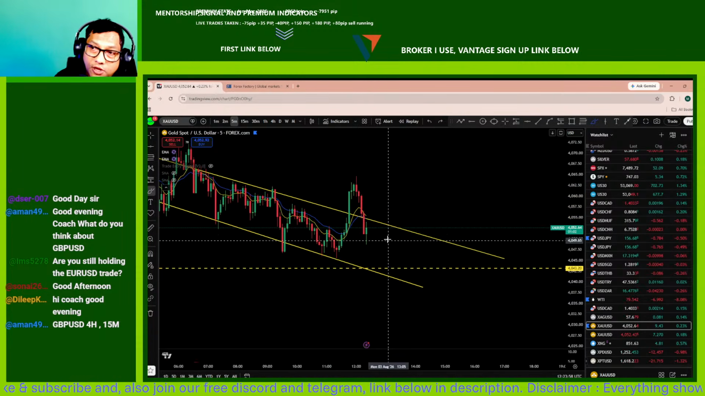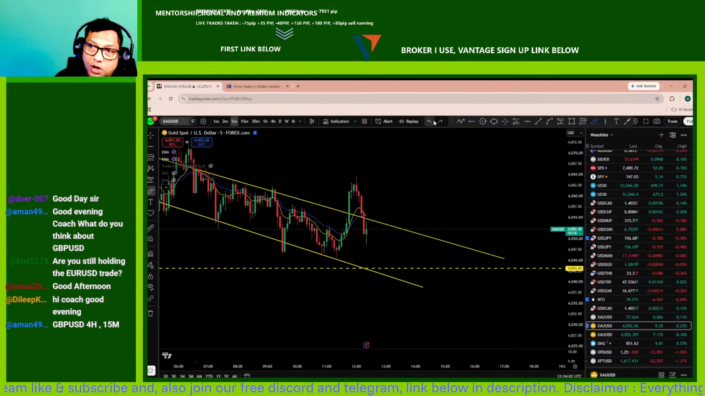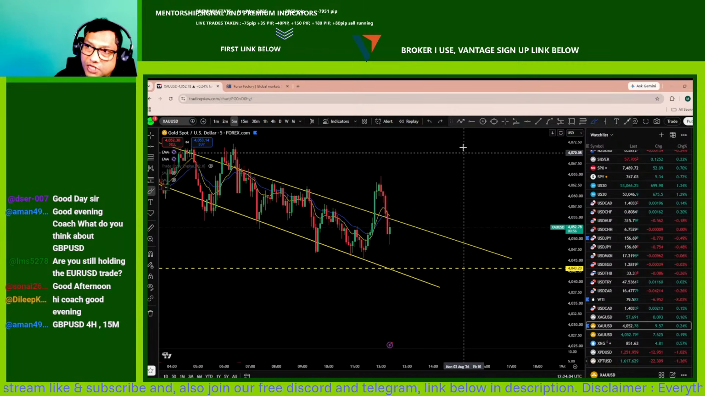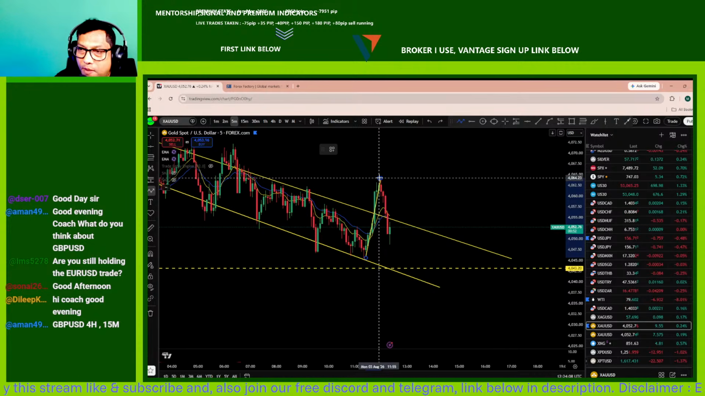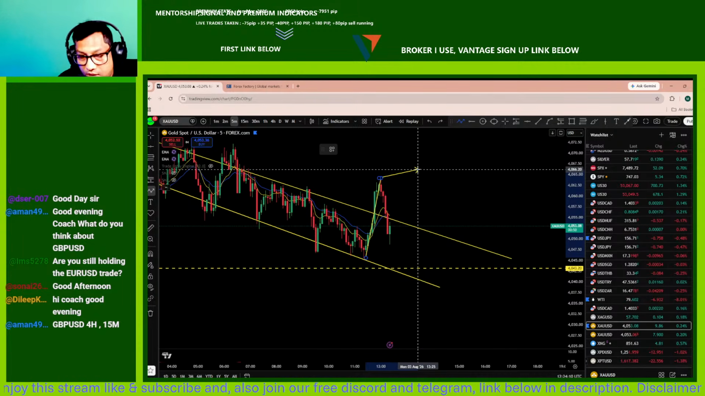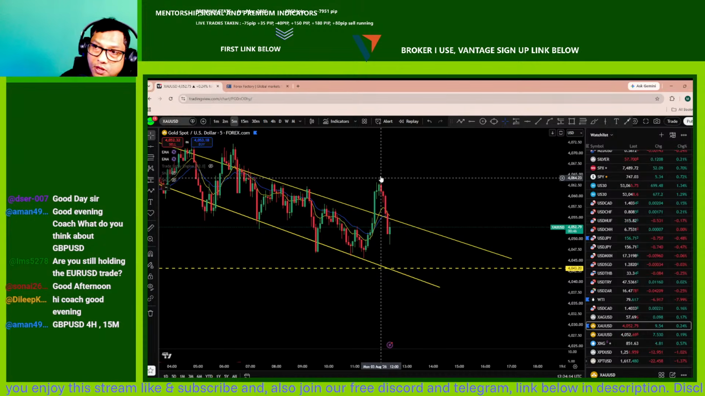So what you can see here, this is one single move, guys. This is what I always talk about. This breakup structure that you can see here is one single move back below, one single move back above, and now we can see the market started to break below.